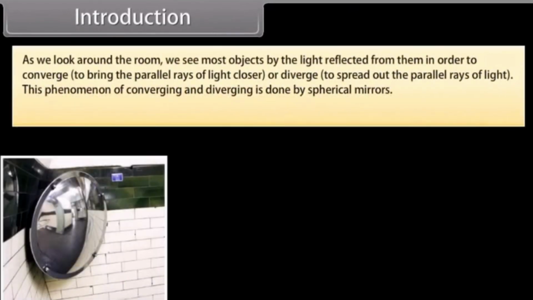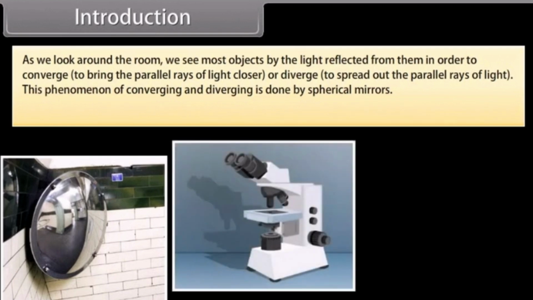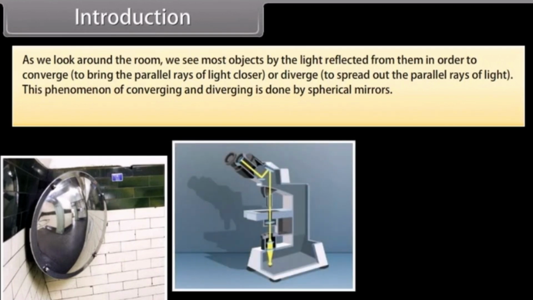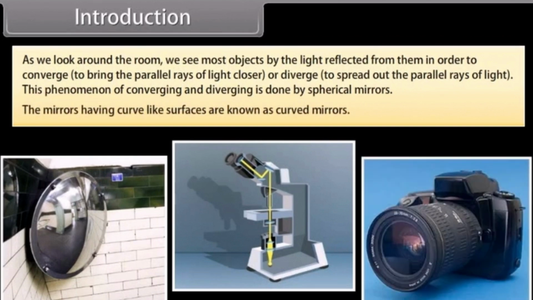Introduction. As we look around the room, we see most objects by the light reflected from them. In order to converge, to bring the parallel rays of light closer, or diverge, to spread out the parallel rays of light, this phenomenon of converging and diverging is done by spherical mirrors. The mirrors having curve-like surfaces are known as curved mirrors.